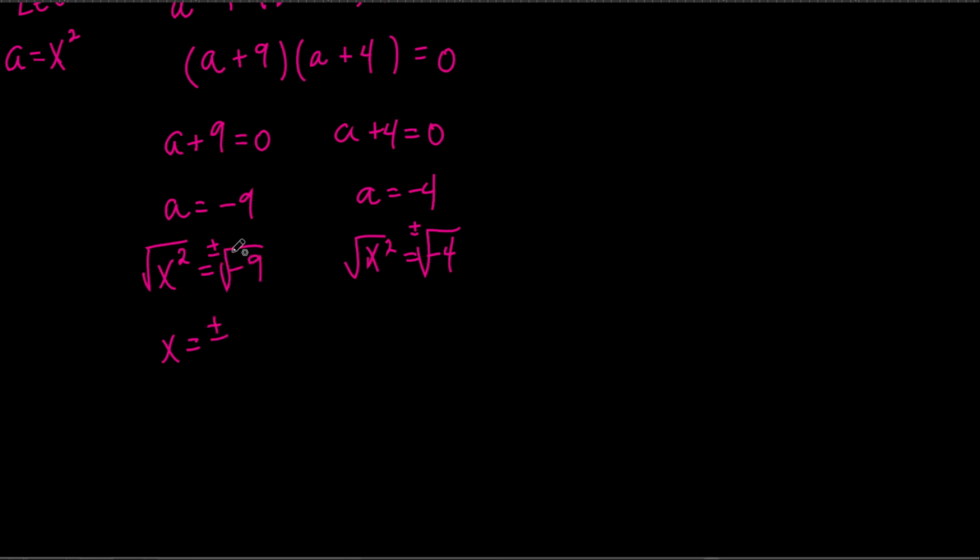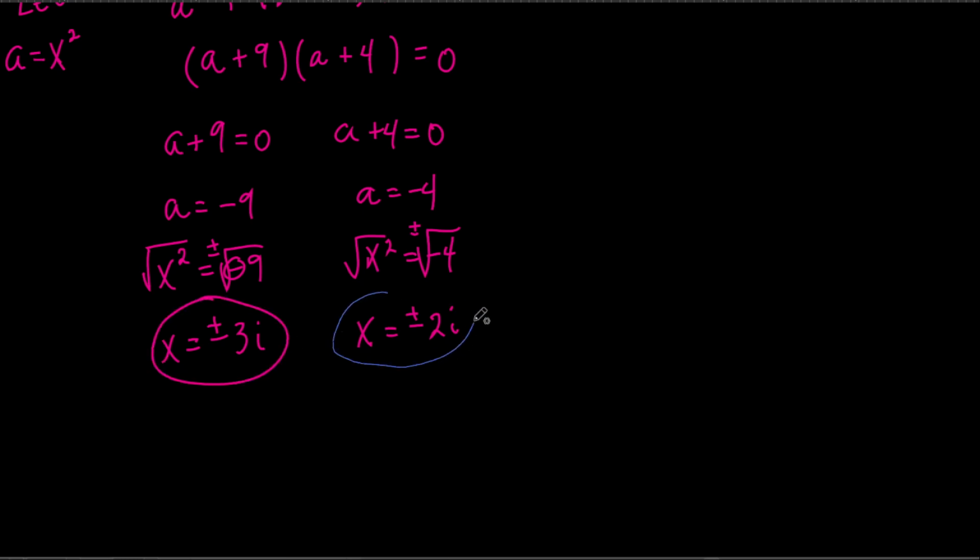So plus or minus, what's the square root of 9? It's 3. Let's deal with the negative. It's the square root of -1, which is an i. So that's 2 answers for X. What about this one? That's going to be X equals plus or minus. You should be able to see this right away. That's 2i. There are your answers.